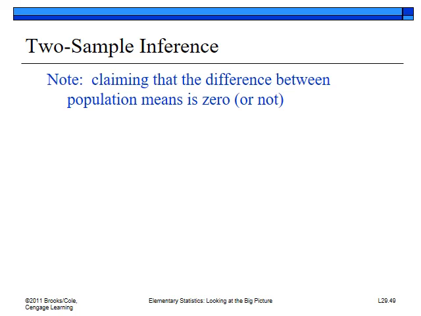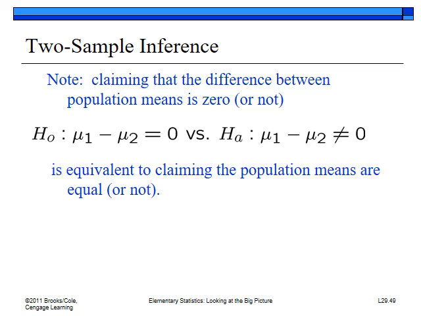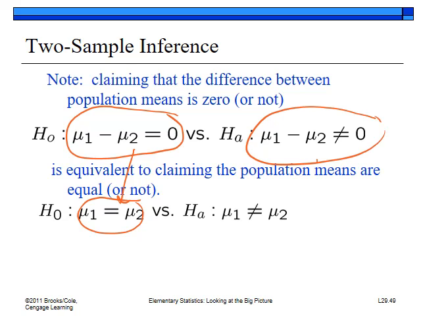So for two-sample inference, our claims, that is our null and alternate hypothesis, will always be that the difference between the population means is 0, that's the null hypothesis, or not 0, that's the alternate hypothesis. This is equivalent to claiming the population means are equal or not equal. Do you see that these equations are the same? If you take this first one and add mu2 to both sides, you get the second one, the one below. And for this inequality, if you add mu2 to both sides, you get this one below.